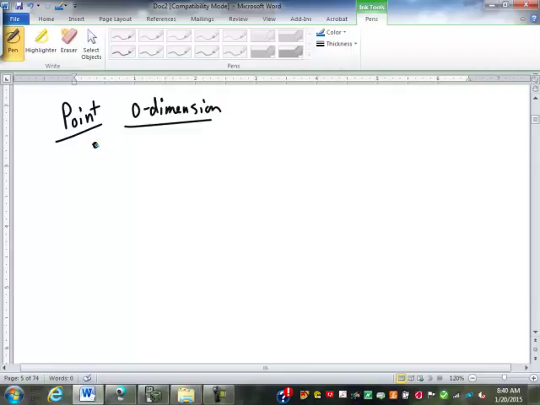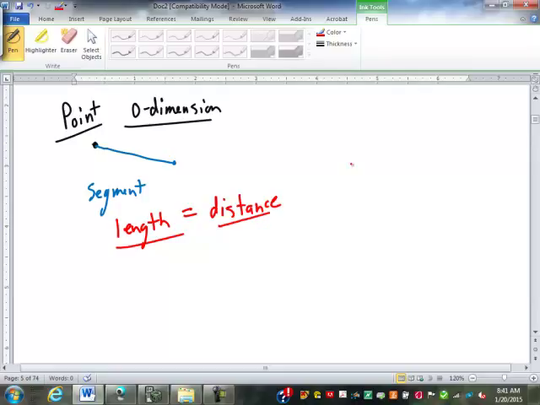concept. If we take that point and we move it in a single direction, we create a line segment, or just a segment. It's often just called a line. Truly, a line goes on forever in both directions, but in reality, that's not practical. That line segment has a length. And the length of that line segment is equal to the distance that the point was moved. So in geometry, length and distance are really the same concept.